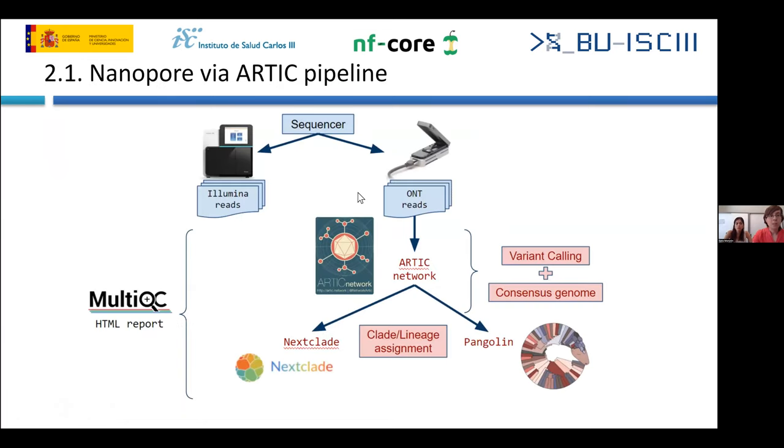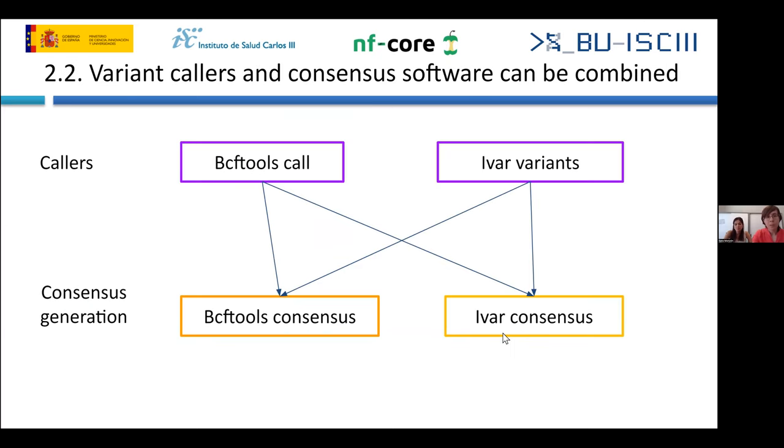As I just told, the Nanopore branch of the pipeline allows us to handle both Illumina reads and Nanopore reads using viralrecon. And for Nanopore data, the ARTIC network pipeline is used. A variant calling and consensus genome output is generated, and also Nextclade and Pangolin for lineage assignment are computed over this consensus genome.